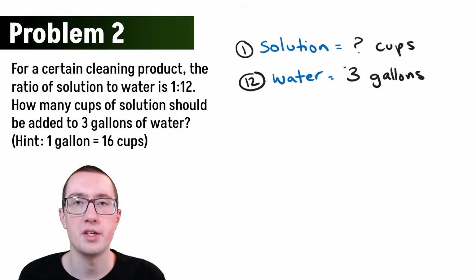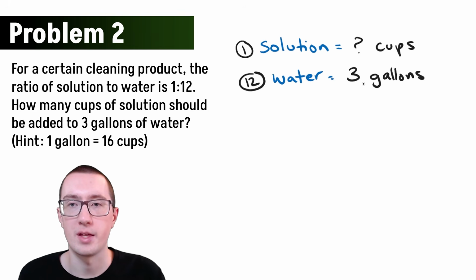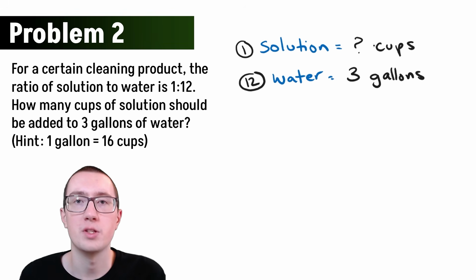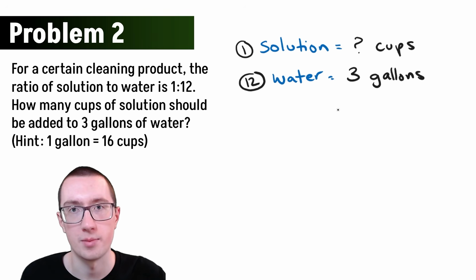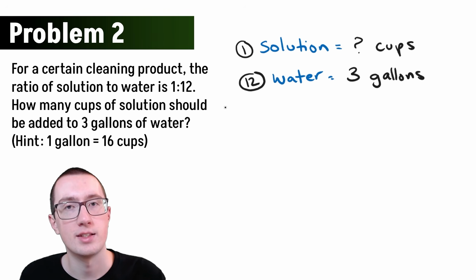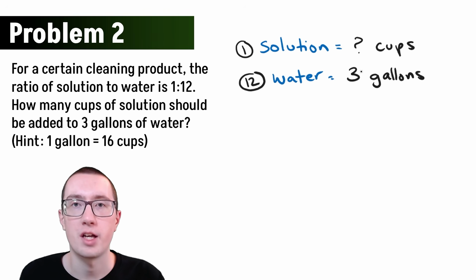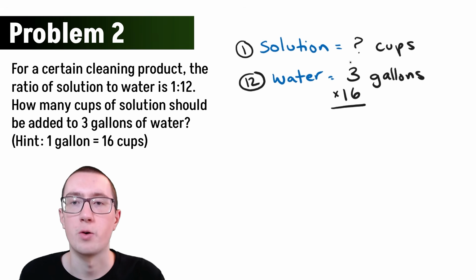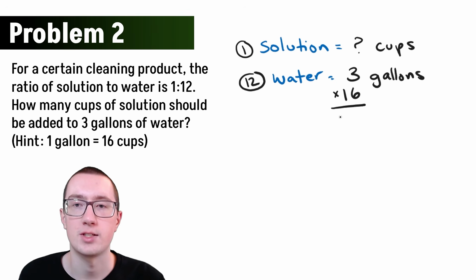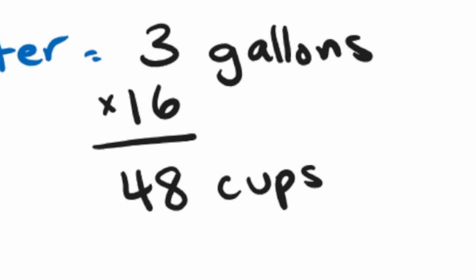So we could just do that with this, but there's one problem, and that is that this is in gallons. So for this to make any sense, we need to switch the 3 gallons into cups. So it gives us a little hint here. It says that 16 cups is equal to a gallon. So how do we find out how many cups are in 3 gallons? Well, we can just multiply it by 16. So if you put this in your calculator, 3 times 16 is 48. So 3 gallons is equal to 48 cups.